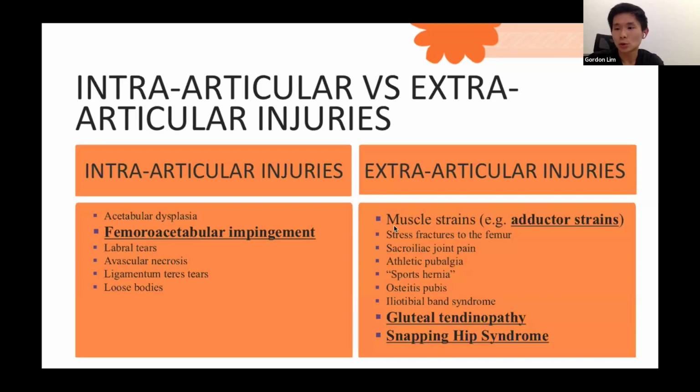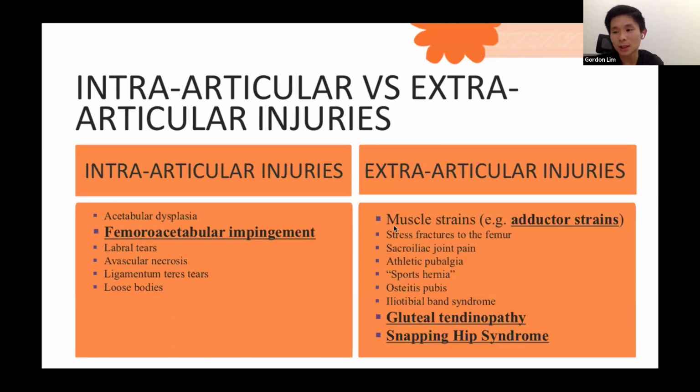Next, we will look into adductor strains. Patients usually present with pain in the inner thigh and tenderness on palpation along the muscle, tendon, or insertion point. Then we will look at gluteal tendinopathy, which is also defined as pain over the greater trochanter.